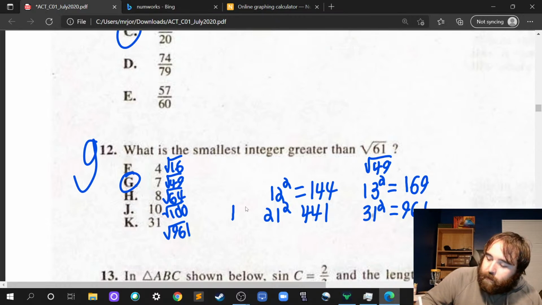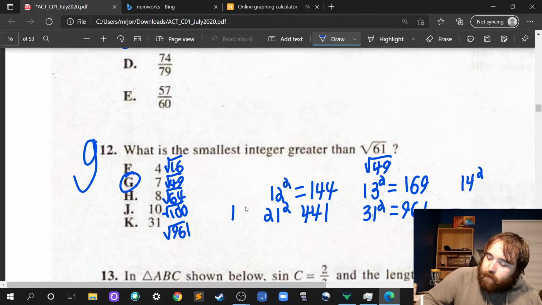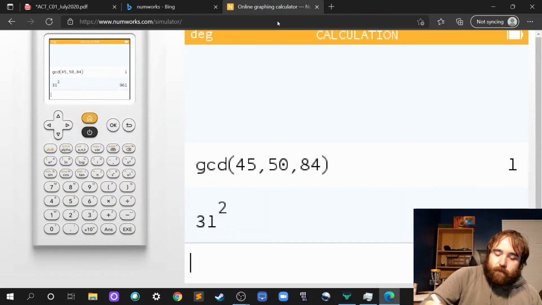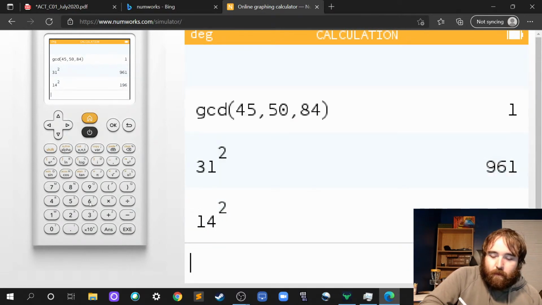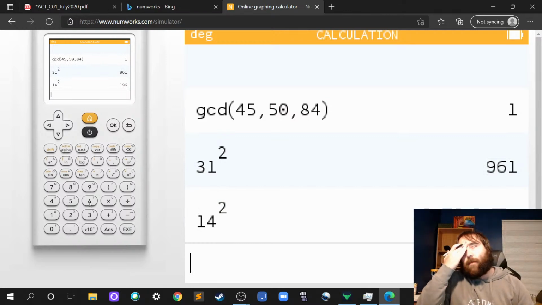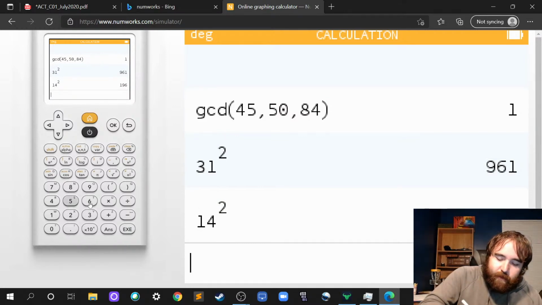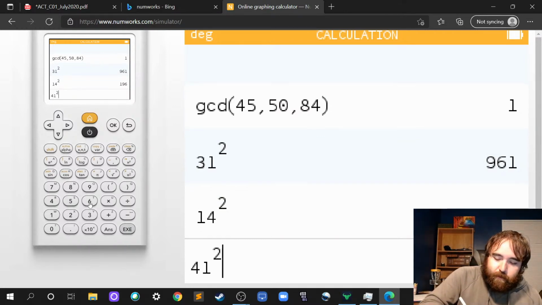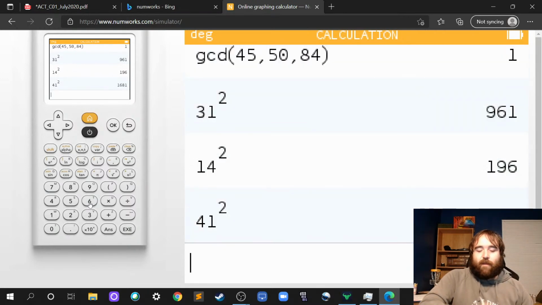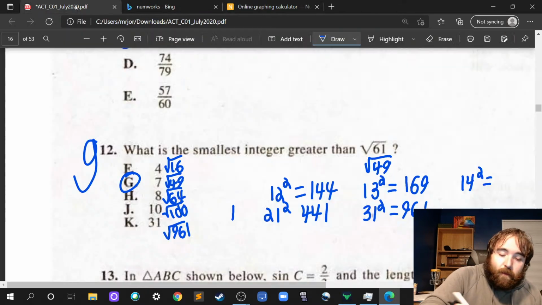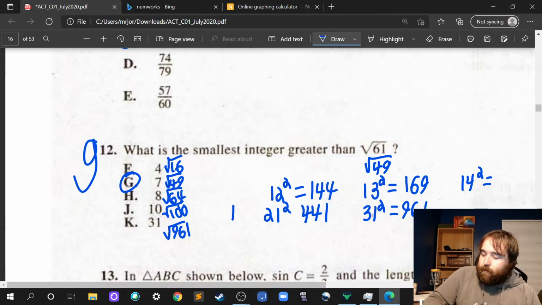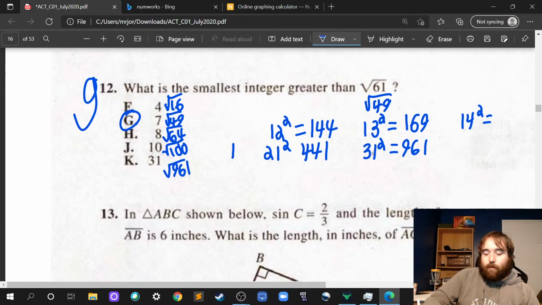But not 14, right? Because 14 squared is... Right. I knew that too. 196. While 41 squared is definitely not 691. It's close. But yeah, those are nice facts. We should know those. But yeah, the answer is definitely G.